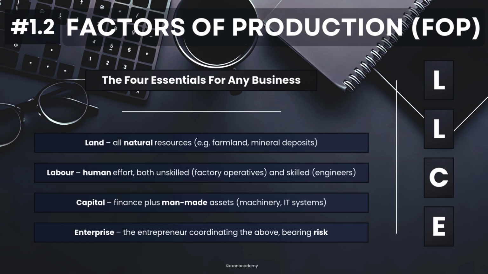Fourth is enterprise, which refers to the entrepreneurial function, which consists of the individual or team that organizes these other factors, makes strategic decisions, and accepts the financial risk if the venture fails. They can be best remembered with the acronym LLCE, with the first L standing for land, the second denoting labor, the C representing capital, and the final E symbolizing enterprise that utilizes the LLC to create a business.